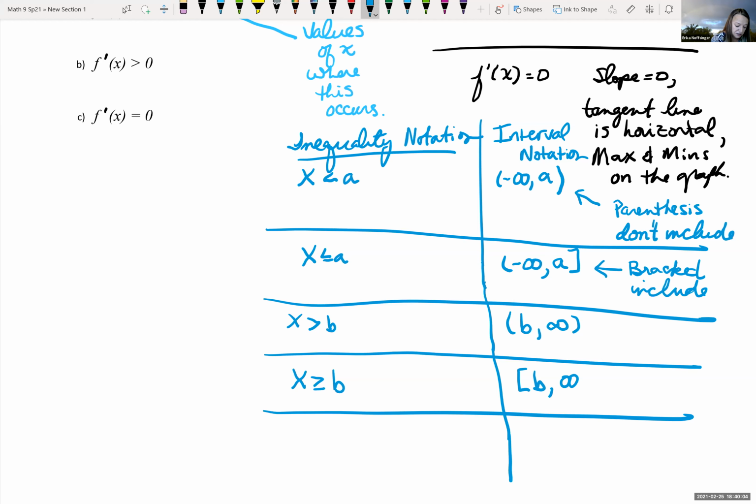inequality that's sandwiched. So maybe we have a is less than x, which is less than or equal to b. In this case, we're looking at all the values of x between a and b, but not including a, so we'd have a parenthesis, comma, and we're including b, so we have a bracket. Okay, so that was just a quick review on interval notation and how to write it.